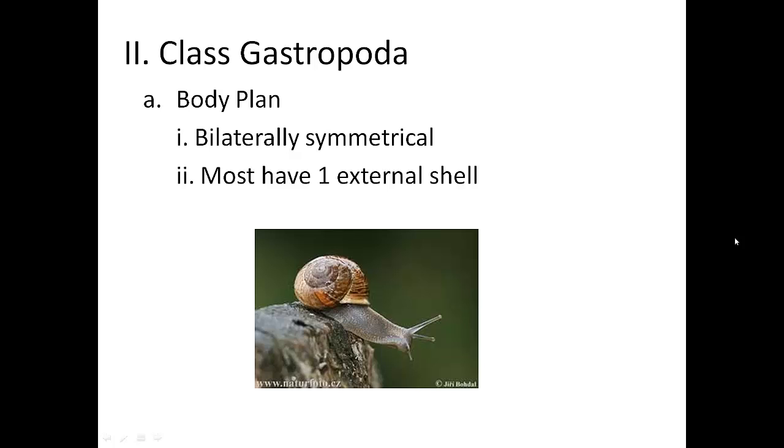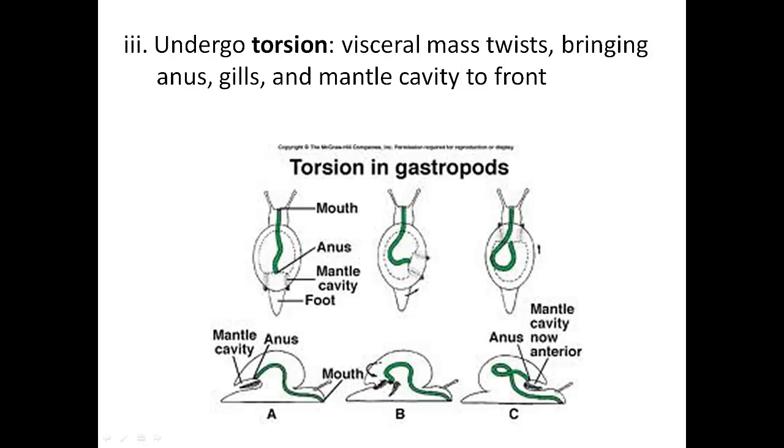So, gastropods, body plan, bilateral. Most of these have one shell externally outside their body. Something that's weird about them is that they undergo torsion as they develop. So if you look at the picture at the bottom left, their body system, when they start, mouth and anus are in a line. Torsion means that as they develop, the visceral mass, which has their organs, gets twisted 180 degrees. And as you can see through the pictures, it brings the anus right over the head, which is kind of disgusting, but that's what happens. It ends up in this mantle cavity area as the gastropod develops.